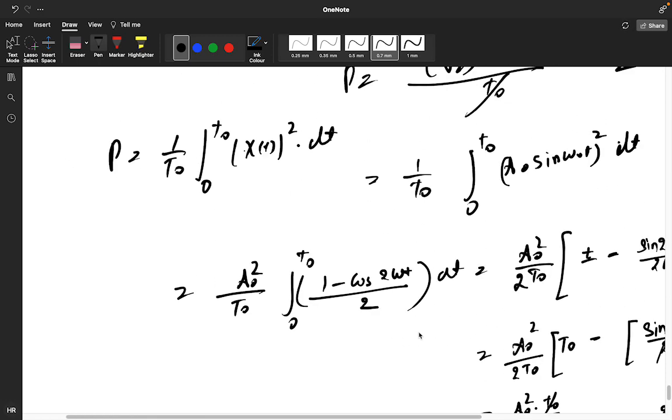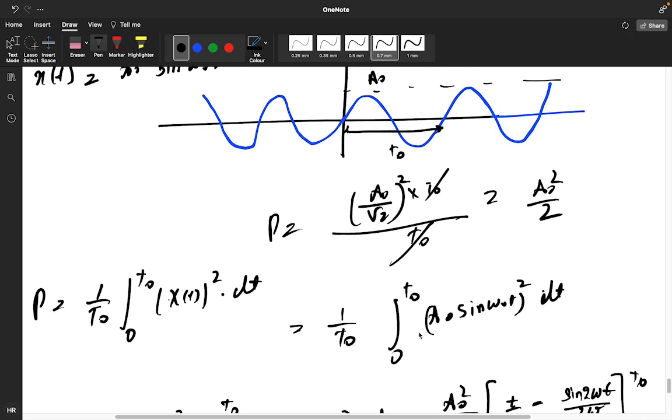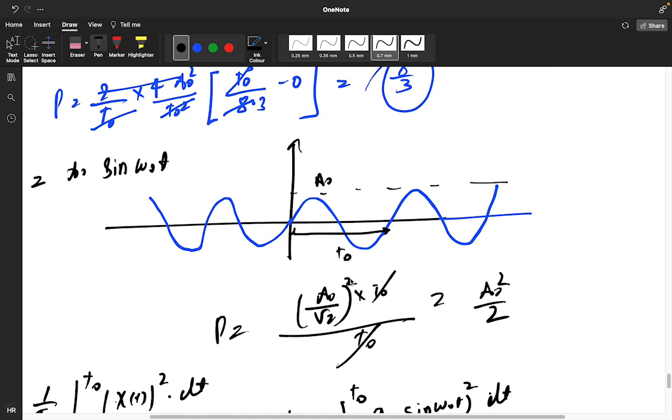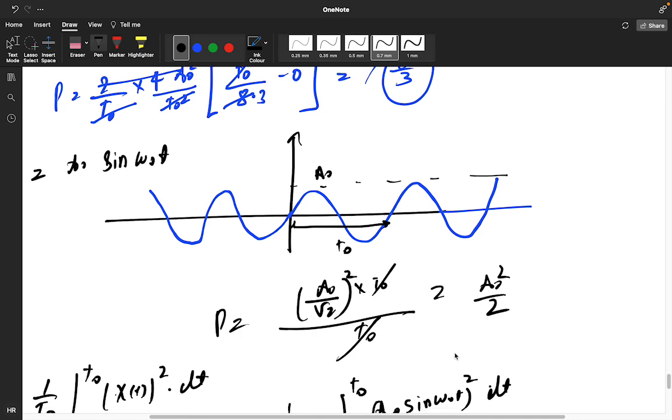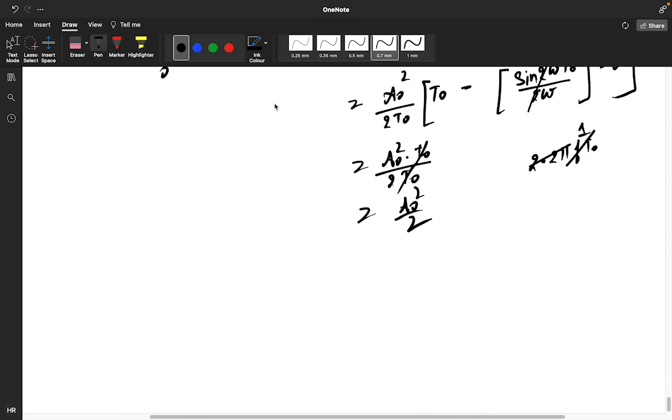So this is so much complicated. And this is a very simple method. What is the RMS value of this? A sine omega t, A naught by root 2. At what time period are we seeing? 0 to T naught. And divide by that time period only. You will get the result, A naught square by 2. How simple. So from this, what we have understood is, power is nothing but RMS square only.